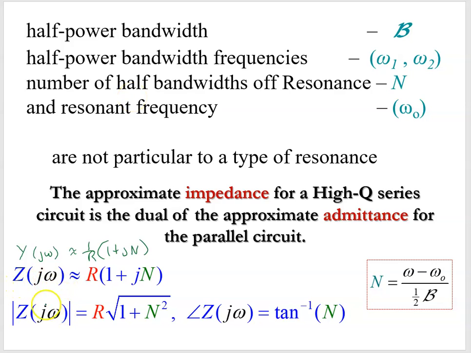So that's our impedance. If we want to take just the magnitude of the impedance, that's equal to R times the square root of 1 plus n squared. The resistance doesn't come into play for the angle of the impedance. We just get the imaginary part, tan inverse of n divided by 1, or tan inverse of n.